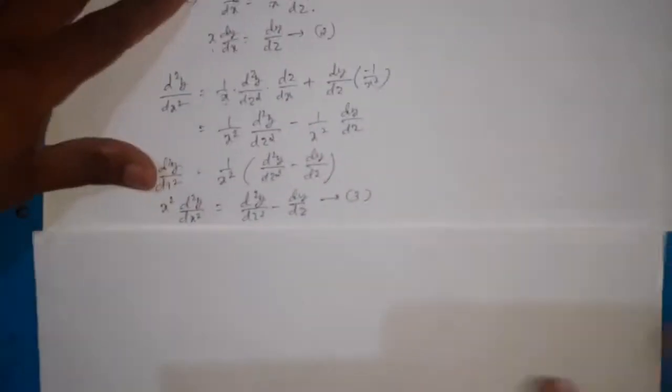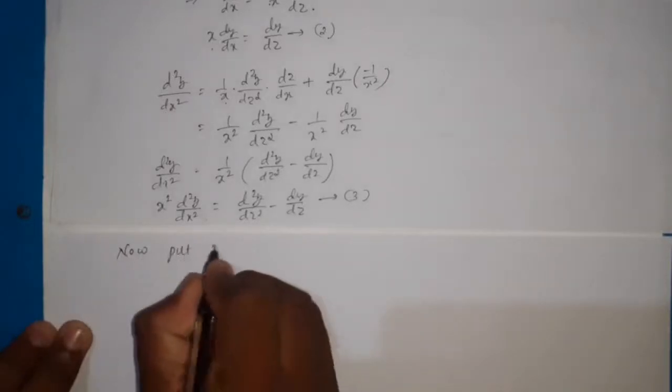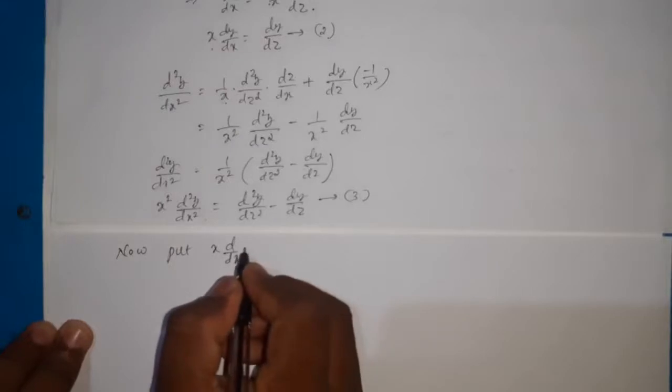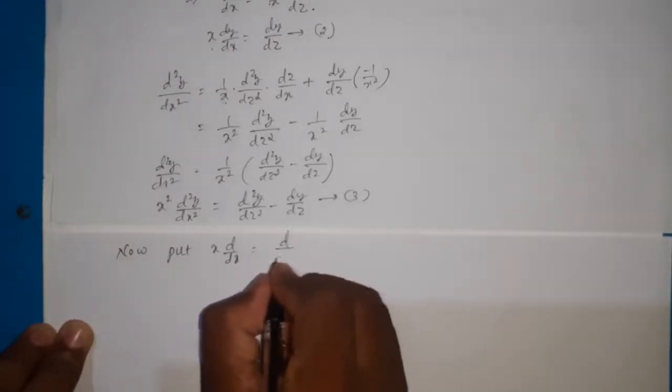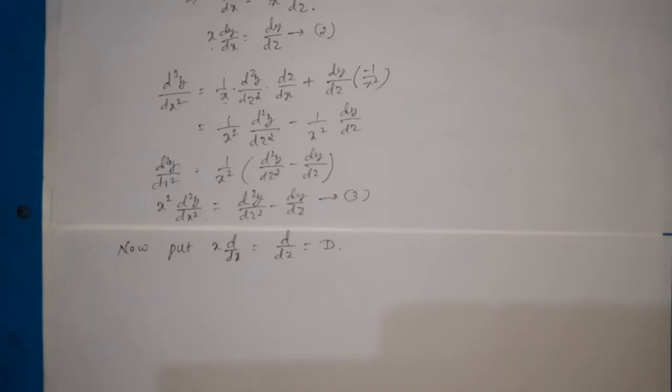And next, now put x d by dx is equal to d by dz, which is equal to capital D. So here this is the operator capital D. In the previous unit we considered D as only d by dx, but here each differential coefficient is multiplied by x. So therefore x into d by dx is the operator capital D.